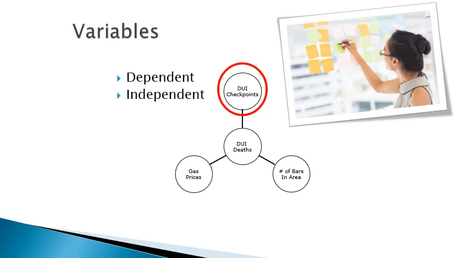So think of independent variables on the outside, all of them trying to impact. The dependent variable does not change the independent variable. So the deaths do not cause a change to the checkpoints. Checkpoints cause a change to the number of deaths.